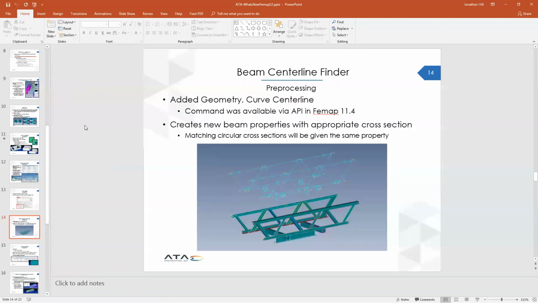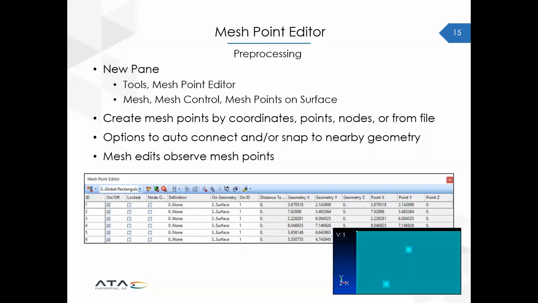Head back over to PowerPoint now. There's a couple other things I want to point out for pre-processing. The first is a mesh point editor. So this is going to be a new pane, just like the meshing toolbox or the data table. And mesh point editor lets you create hard mesh points. So this is telling Femap that you absolutely want a node at a specific location, and you can specify that location using coordinates, points, or nodes that are already in your model, or from file.